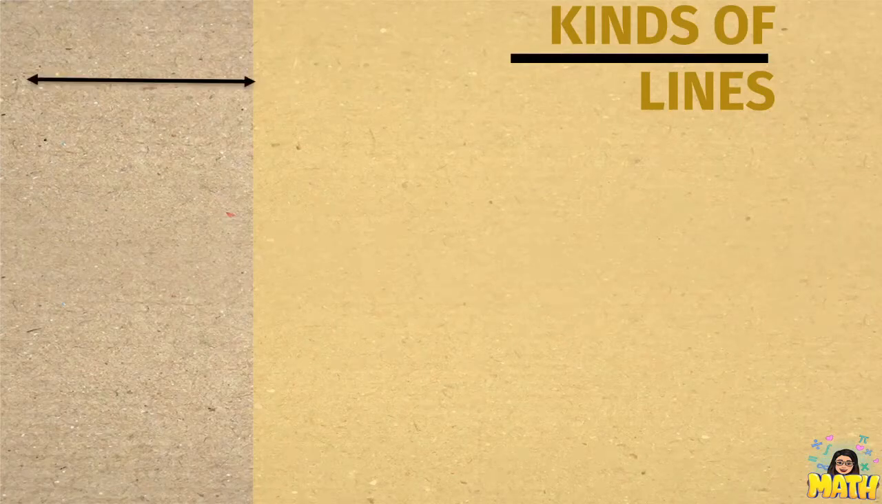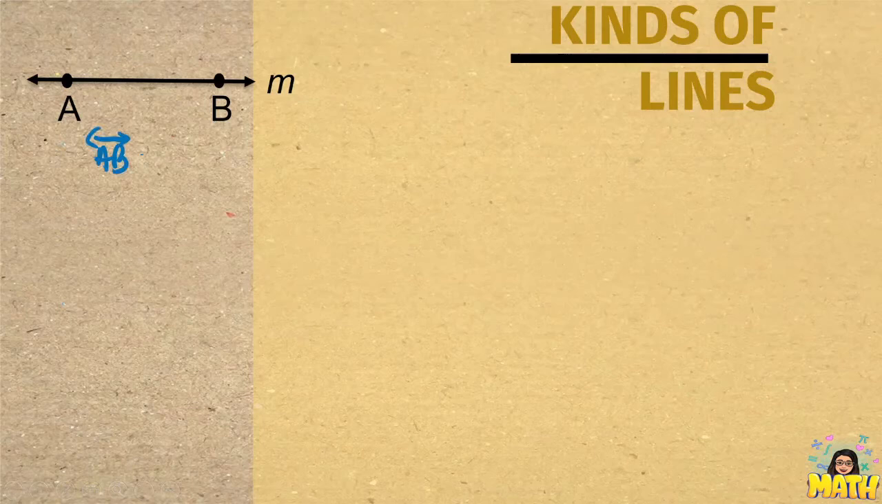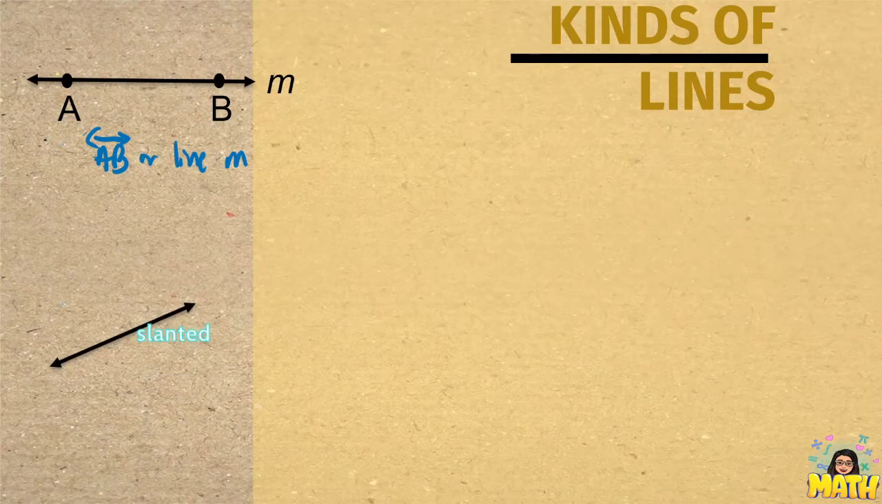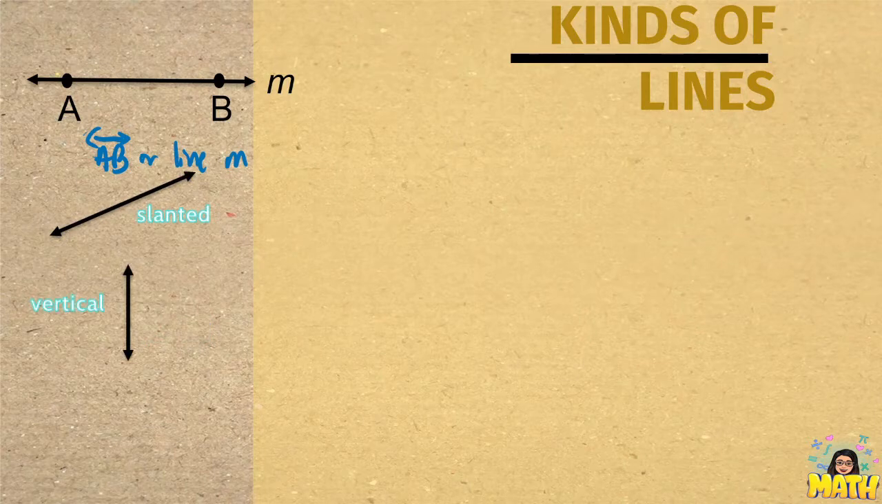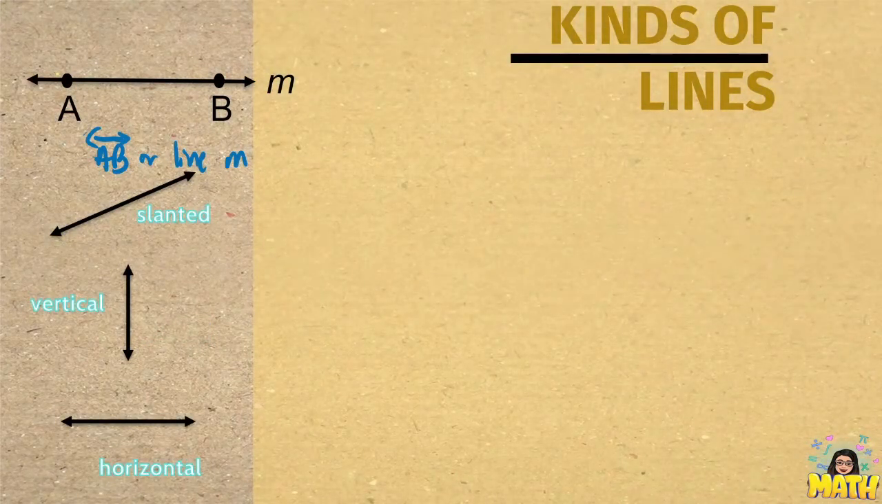A line is represented by a straight line with two arrows on both ends. We can name a line using 2 points on it or using one letter. We can name this line as line AB or line M. A line can also be drawn in slanted form, vertical form, or even horizontal form. We also have the following lines.